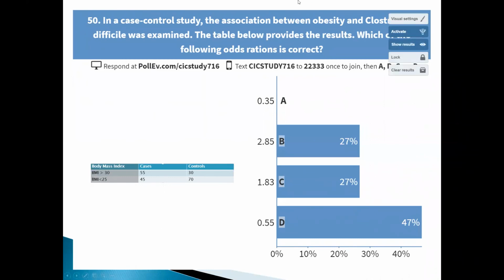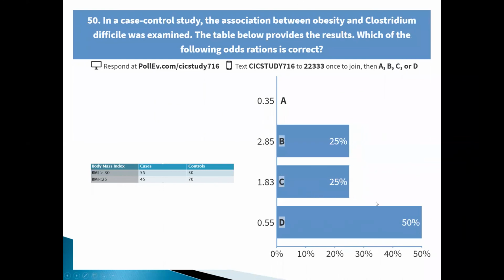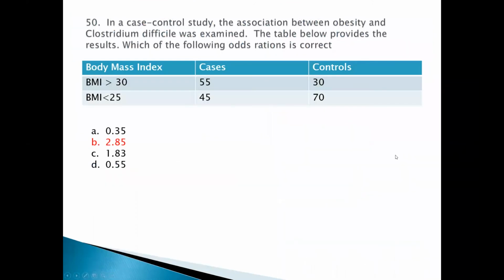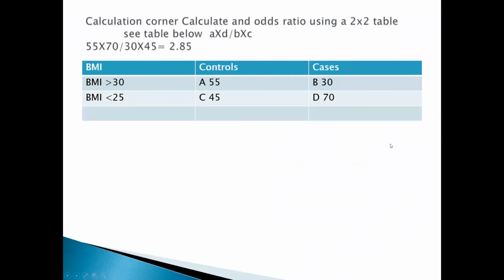All right, we're getting a good mix of answers here, B's, C's, and D's. In the chat box, we've got some C's, D's, and A's. And the correct response is B, 2.85. So if you look at this, this is how you would calculate your odds ratio with this 2x2 table. It's basically A times D divided by B times C. So it's 55 times 70 divided by 30 times 45, which will give you 2.85.